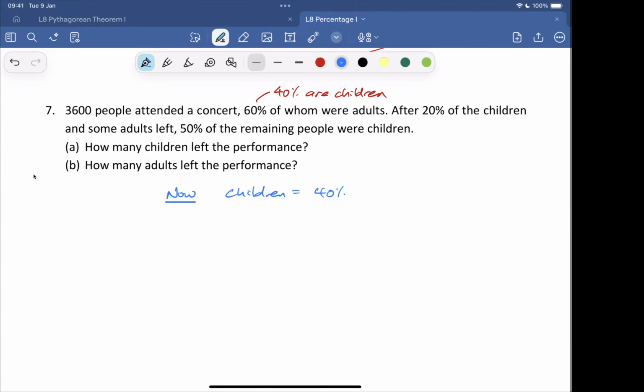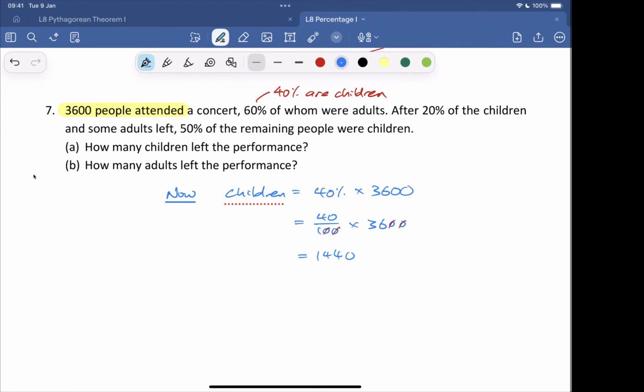It's like the give and take concept, but we are doing percentage. So 40% of what? 40% of how many people? What's the original number of people? 3,600. Yes. So what must I do to the percentage? Change it to 40 out of 100. Okay, very good. Cancel the zeros. Now you have 40 times 36, which is 1,440 children. So we have found the number of children right now.